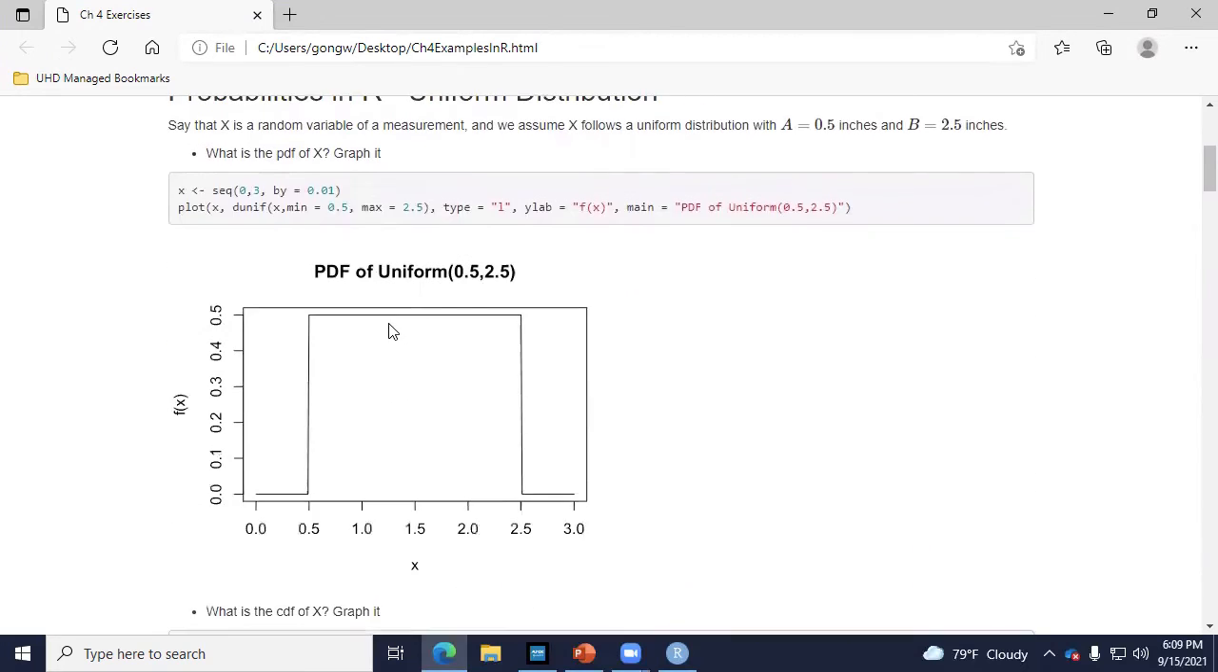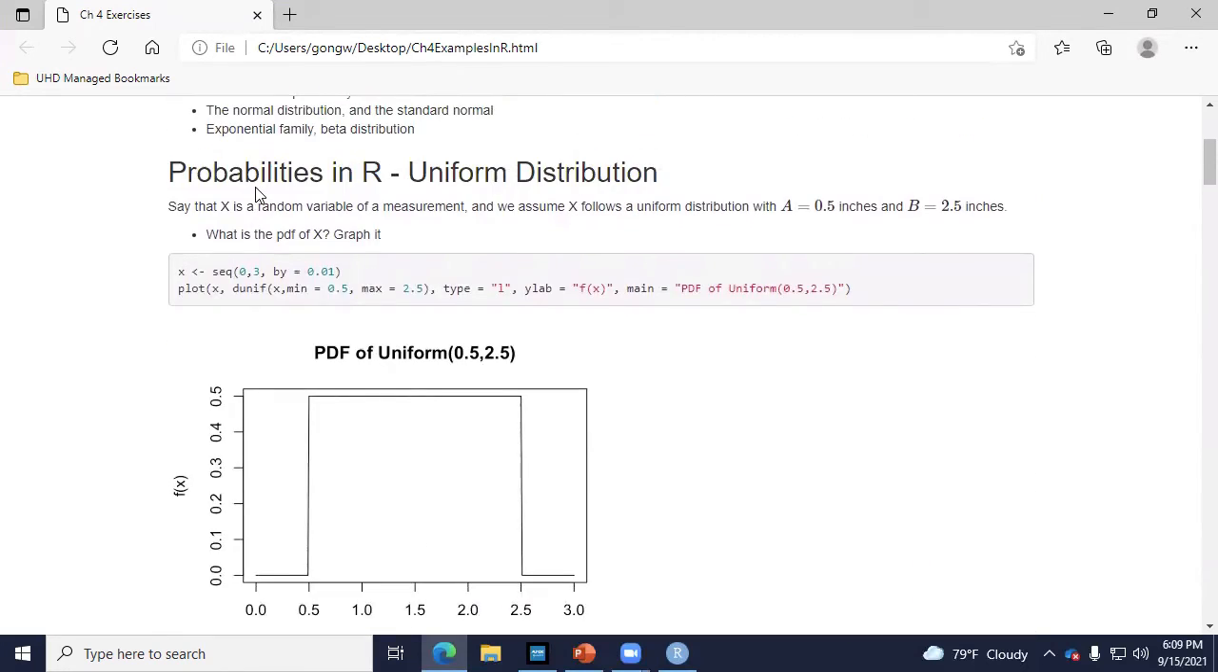So let's work on some of the probability things in R when we have a uniform distribution. Say that X is a random variable of a measurement, and we assume this X follows a uniform distribution with A equal to 0.5 and B equal to 2.5. And let's just plot the PDF of this X.